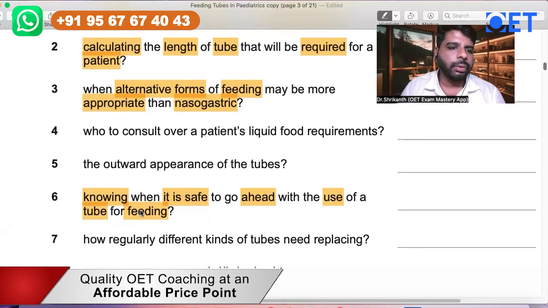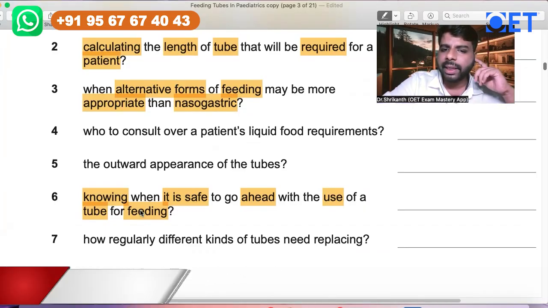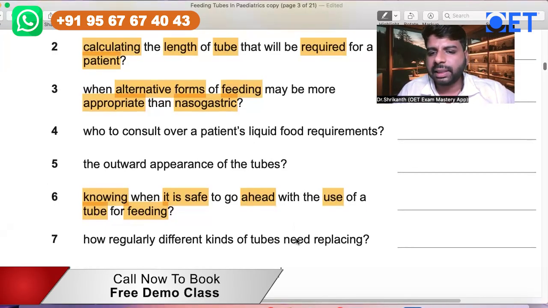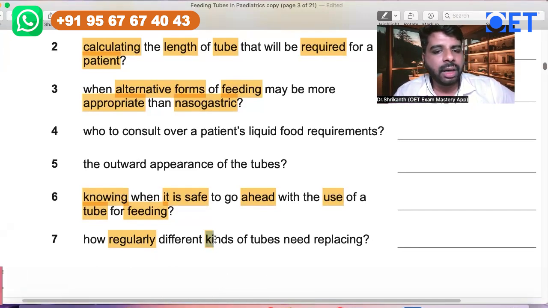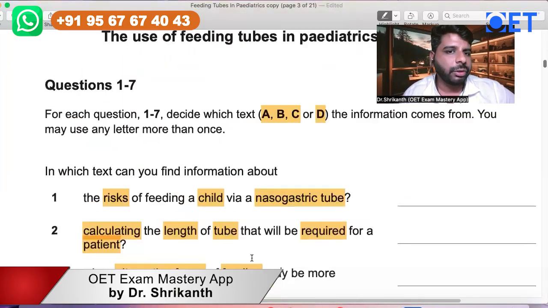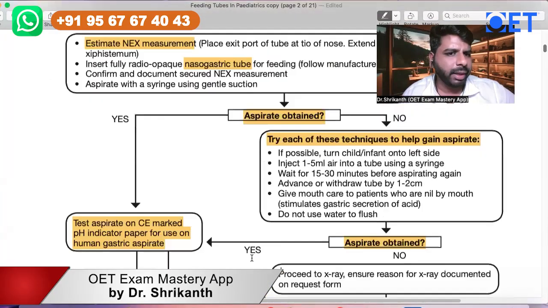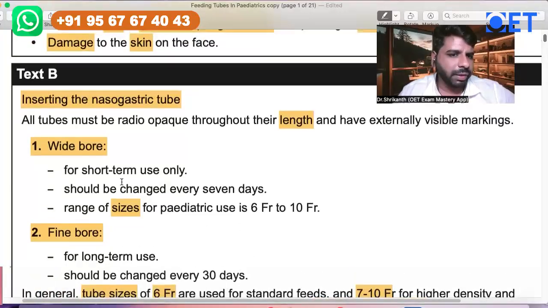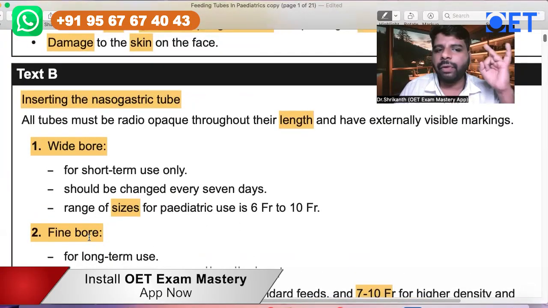Now let's take a look at the seventh question. What's the seventh question? How regularly different kinds of tubes need replacing? What are the keywords over here? How regularly, that is, how frequently different kinds of tubes need replacing. Where did we read about different kinds of tubes? We read that in text B, right? We have two different types of tubes: wide bore tubes and fine bore tubes. So we can directly come to text B.